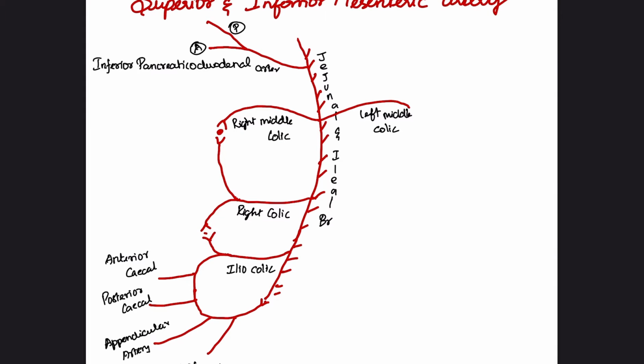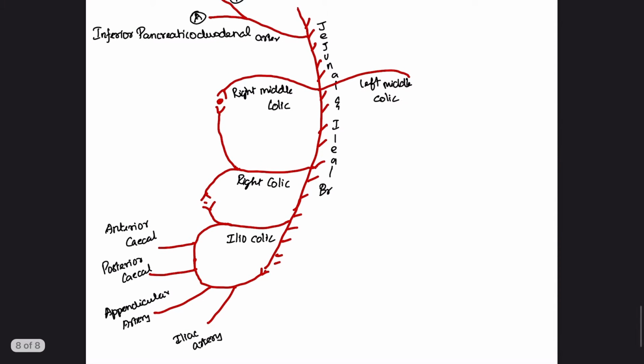Next to that, there is right colic artery and then ileocolic artery. The right colic artery and the ileocolic artery divide into two parts, ascending and descending. The ascending part is anastomosed with the right middle colic artery, and the descending part of the right colic artery anastomosed with the ascending part of the ileocolic artery. The descending part of the ileocolic artery anastomosed with the superior mesenteric artery itself. The ileocolic artery has four branches: anterior cecal, posterior cecal, appendicular artery, and iliac artery.